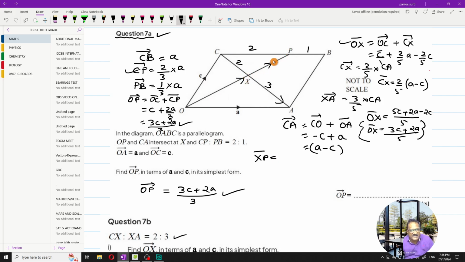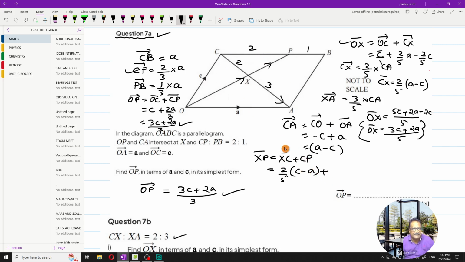Using triangle law, this XP will be equal to this XC plus CP. XC plus CP, right? So XP will be equal to, XC is how much? Now XC is nothing but reverse of CX. Now CX we have found out somewhere over here. So reverse of CX will be XC. So what I'll do here, 2 upon 5A, instead of A minus C, I'll put it C minus A. This will be my XC plus CP.